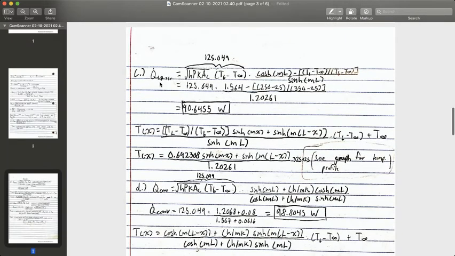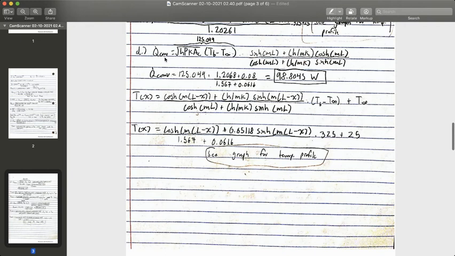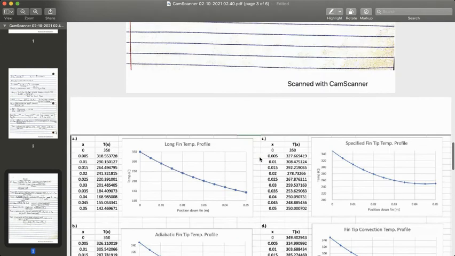We're going to do the same thing here for specified temperature at the tip now. So change this equation, find the new value, change this equation, go into Excel, find the new profile. Same thing here. Now we're doing convection through the tip of the fin. So new equation here, new value here, new equation here, new temperature profile found in Excel.